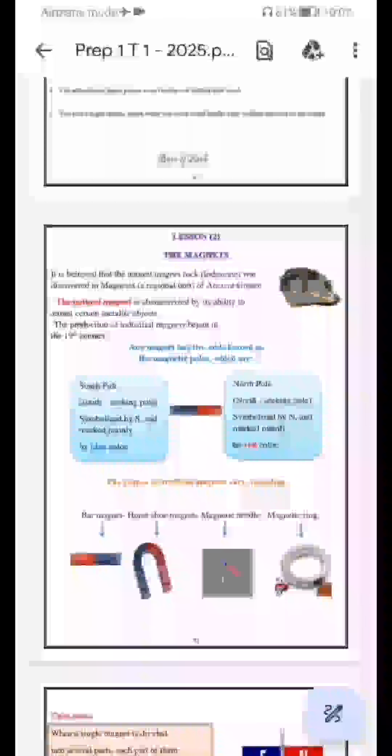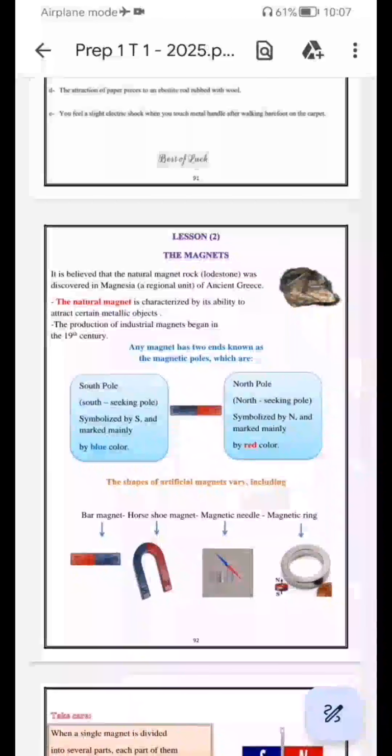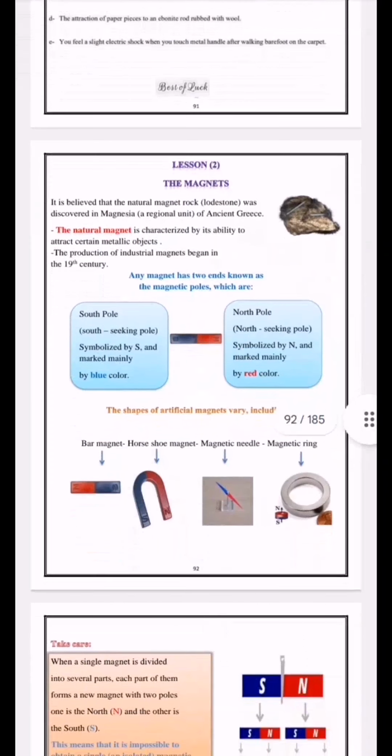Hello dear Prep 1 students, today we will start lesson 2 in unit 2. In this lesson we will talk about the magnet. Let's start. At first I will ask you a question.